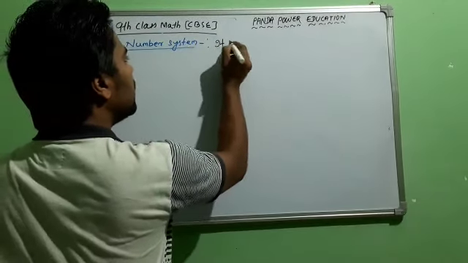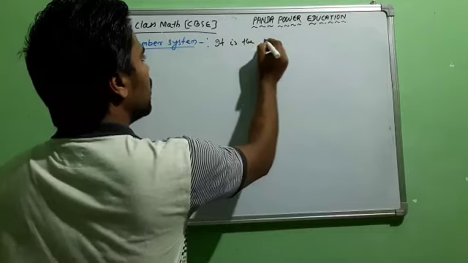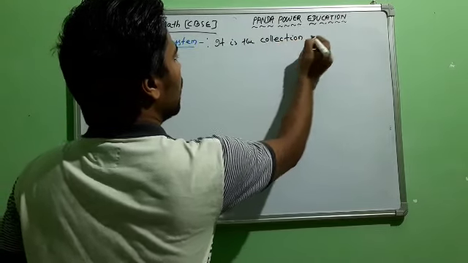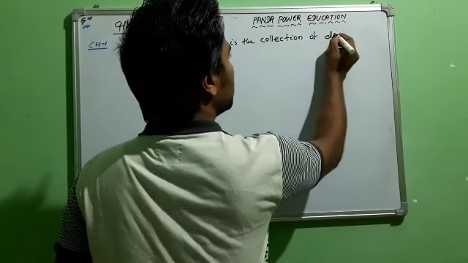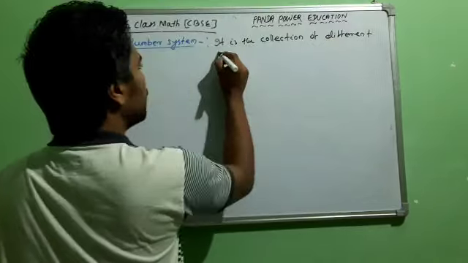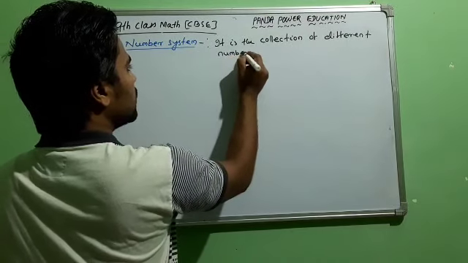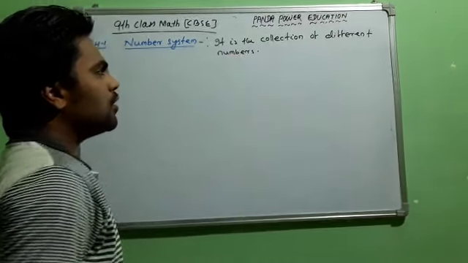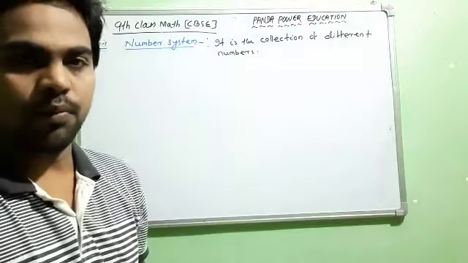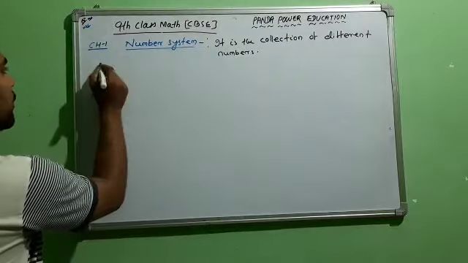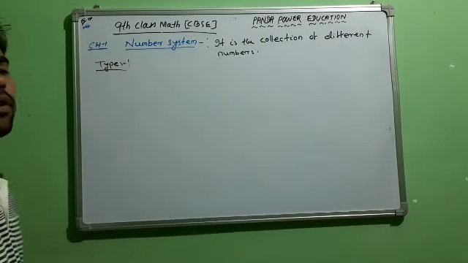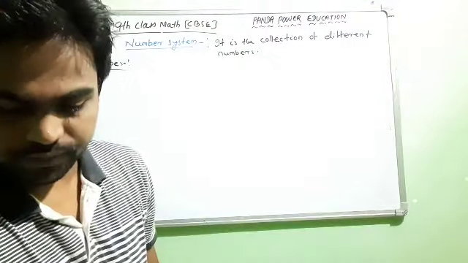Write down: it is the collection of different numbers. Now we discuss those different numbers. What are the different numbers? Now write down the types of numbers.